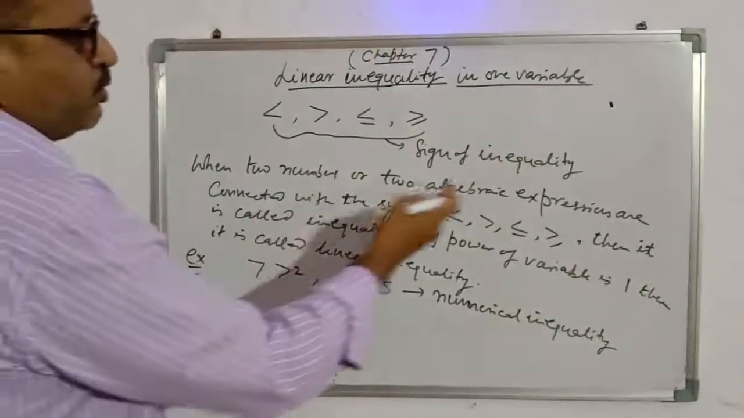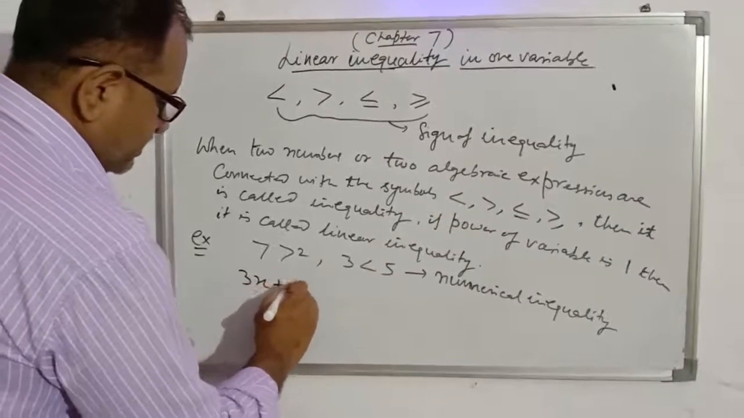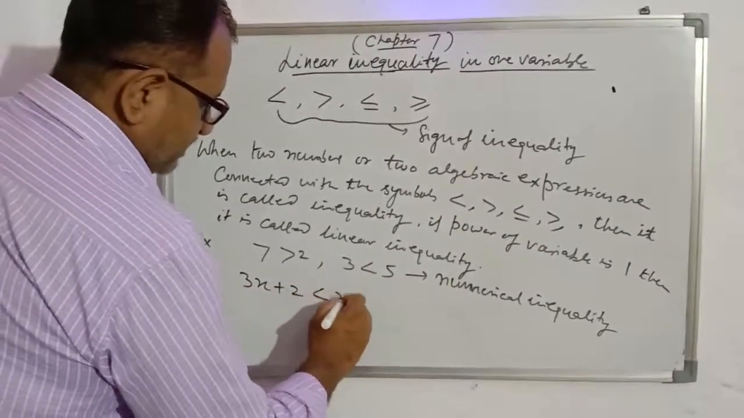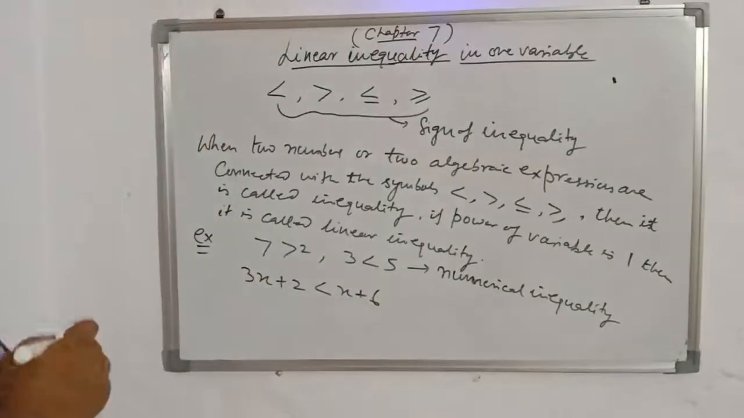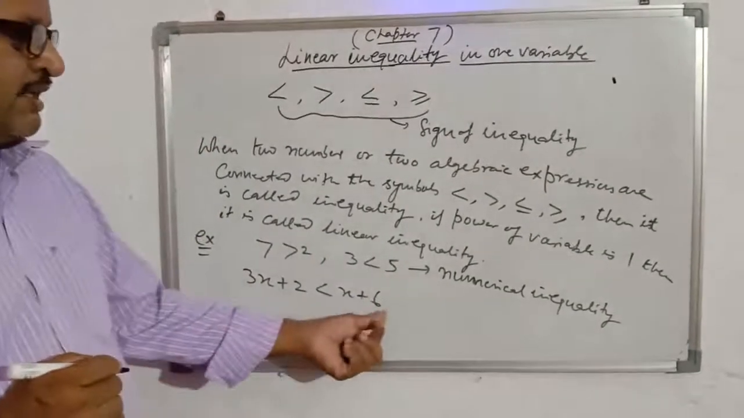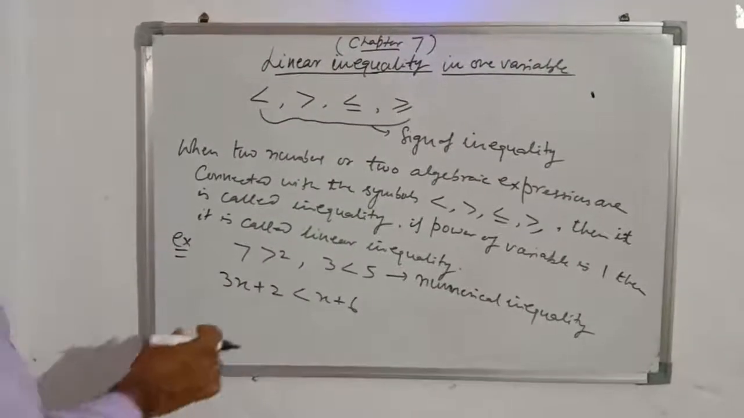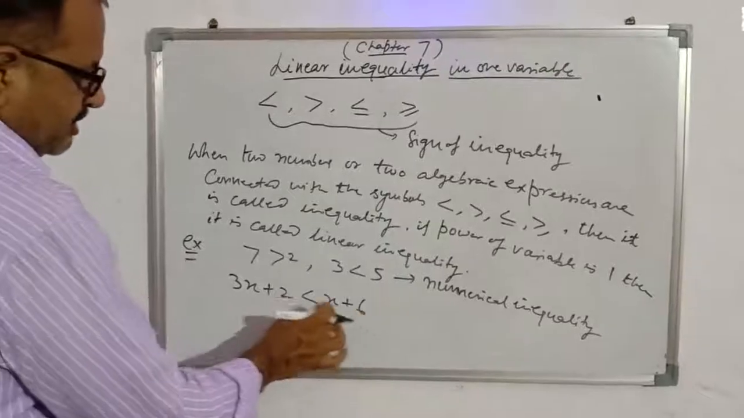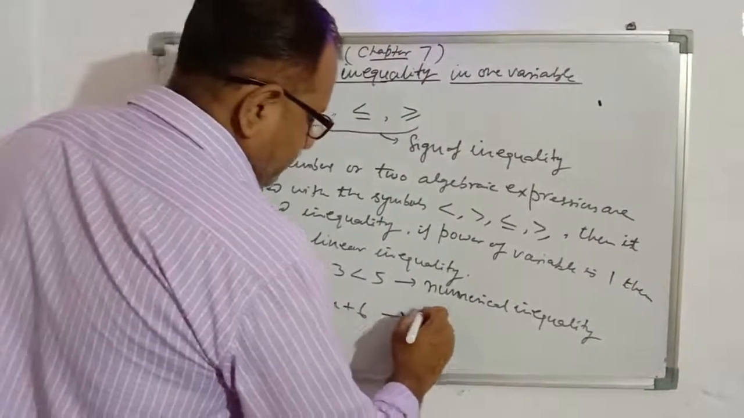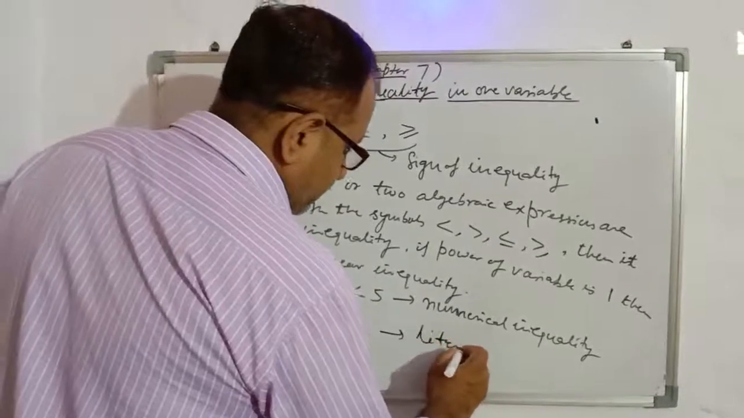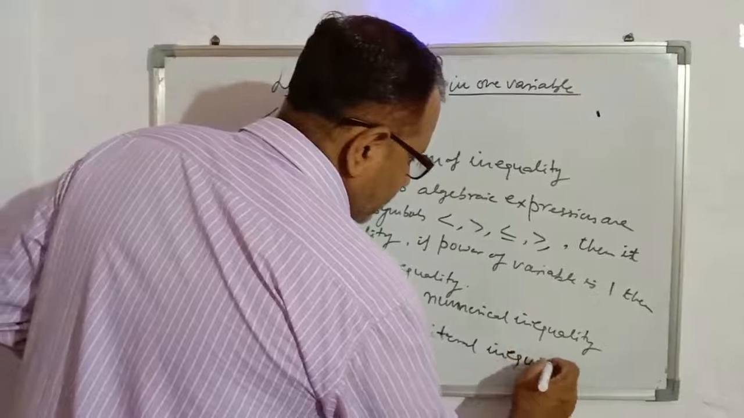And if we take two algebraic expressions, 3x plus 2 less than x plus 6, or less or equal to x plus 6. Here two algebraic expressions are connected by the symbol less than. It is called literal inequality.